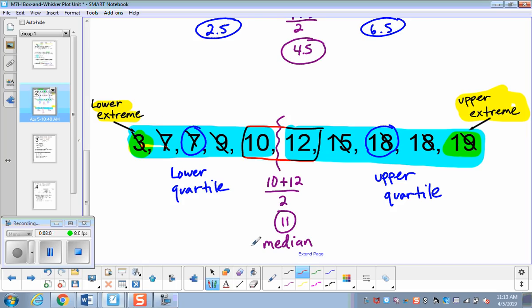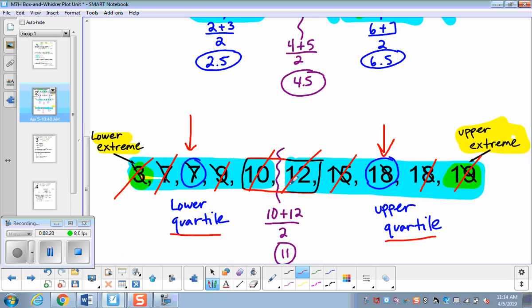So I'm going to reset now with all the slashing. And so now I'm going to slash out the 3 and the 10, the 7 and the 9. And right there, I have a number in the middle for my lower quartile. And then same thing on this side. I'm going to slash out the 12 with the 19, the 15 with the 18. And then I have an upper quartile in the middle.